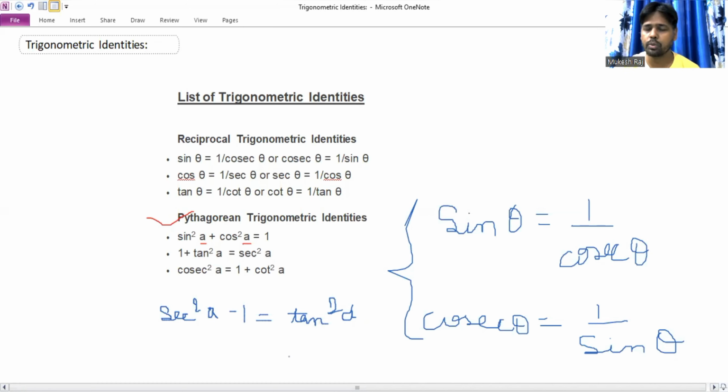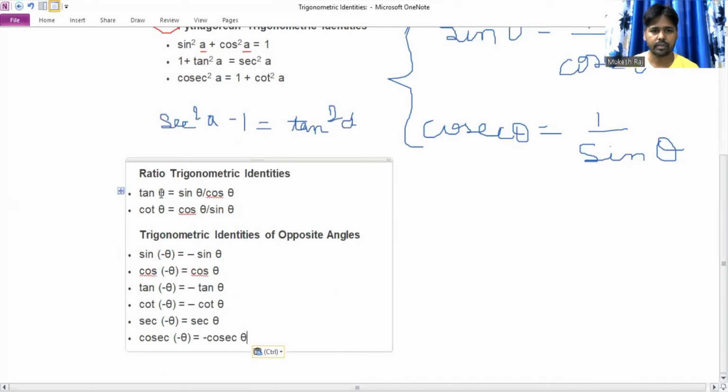So these are the two very primitive primary trigonometric identities which are used in problem solving. The next set of trigonometric identities are associated with the ratio of the trigonometric ratios. Okay, ratio of trigonometric identities.